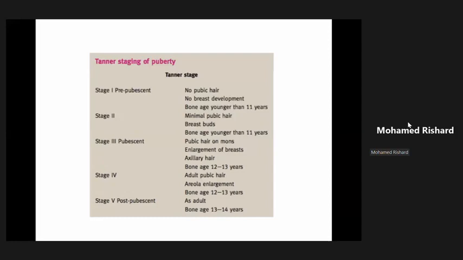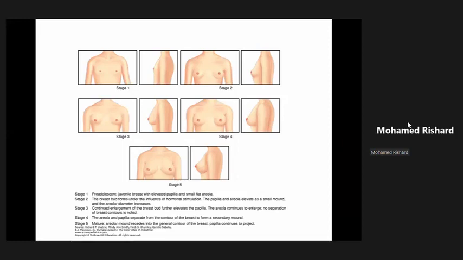So the Tanner staging system, you should be familiar with it. This is easy to know. Stage 1, no pubic hair, no breast development, and stage 2, minimal pubic hair and breast buds will develop. Stage 3, you have to have the picture to be familiar. Normally you don't have to memorize this, but it is good to know. You should have the chart, and when you get a patient, you cross check which stage she belongs to. Even in the exams you should be able to roughly tell what stage she belongs to, from stage 1 to stage 5.